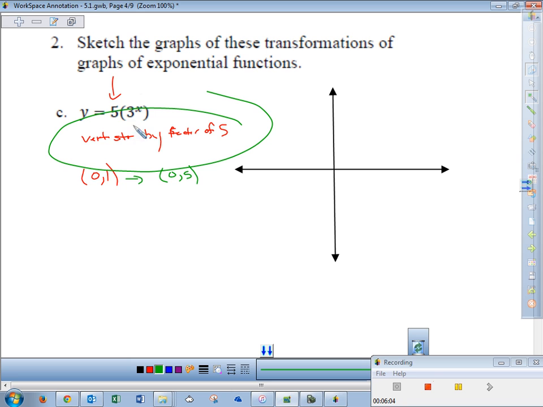Where's our horizontal asymptote at? Did anything move up or down in the translation? Yes or no? So it's still in the same place. Horizontal asymptote is at y equals 0. But the point 0, 1 is now at 0, 5 because of that vertical dilation. That makes it get a little weirder looking. It starts very low, again, then it starts shooting through the roof even faster, and then it totally goes 5 times faster than when it shot through the roof.